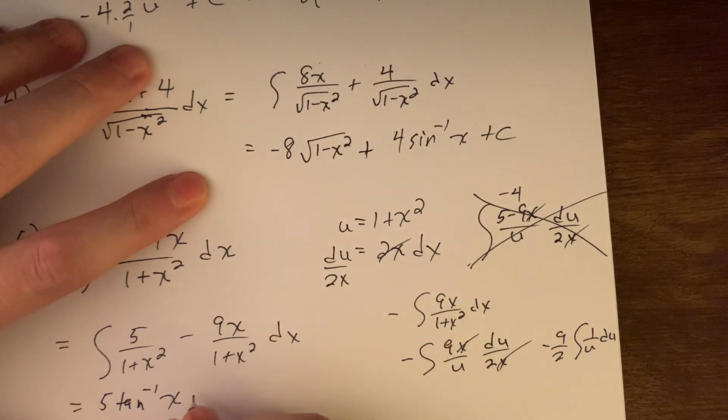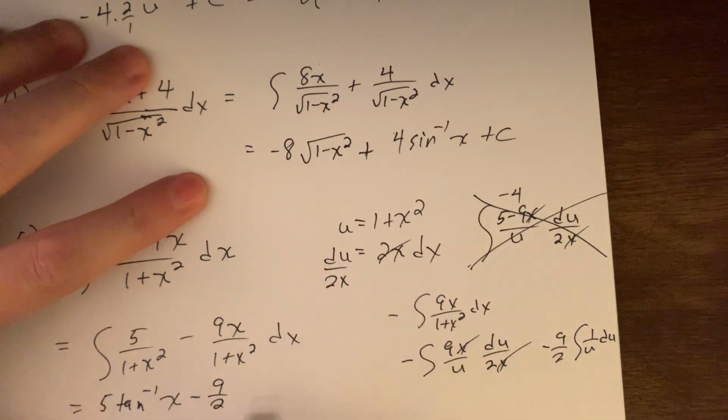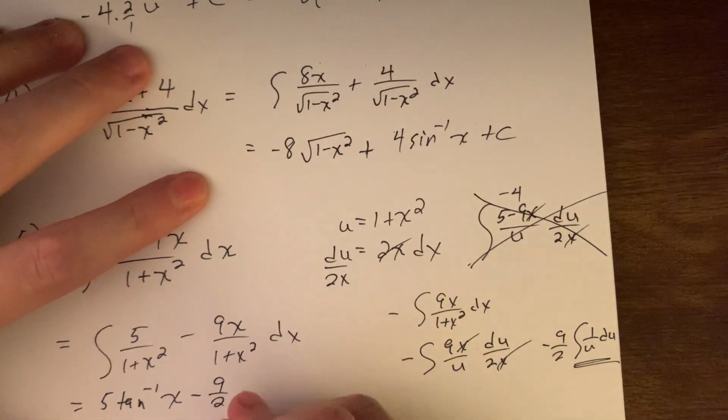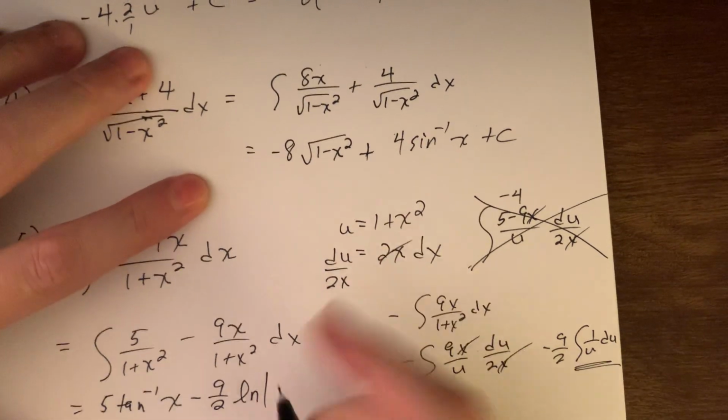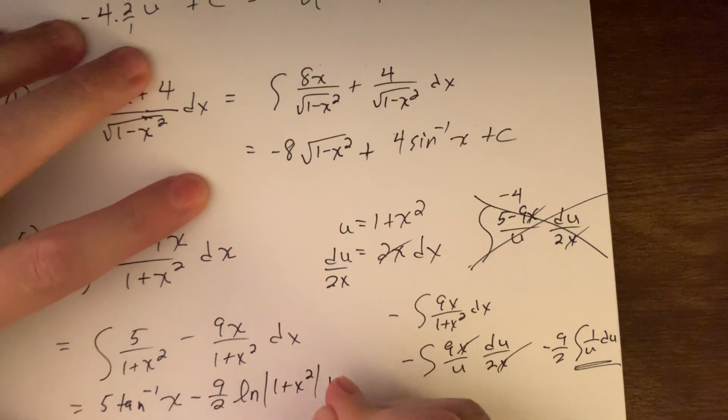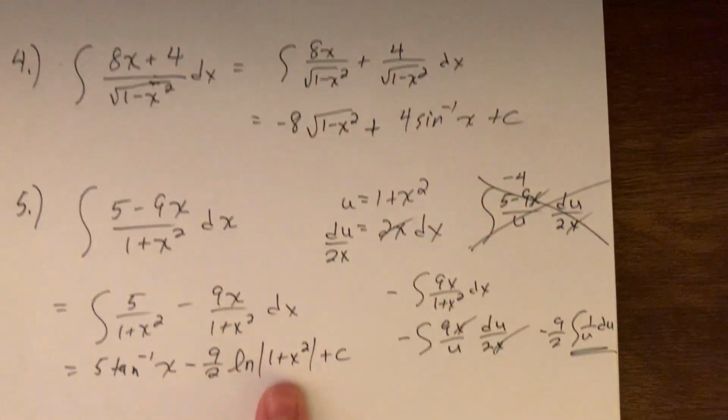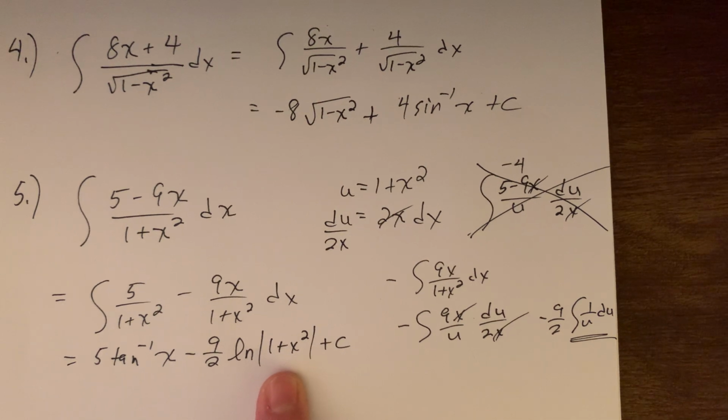So this will be minus 9/2. That's pushing out in front. And this would be log of u. And again, a very good answer. The logs, the book loves cleaning them up.